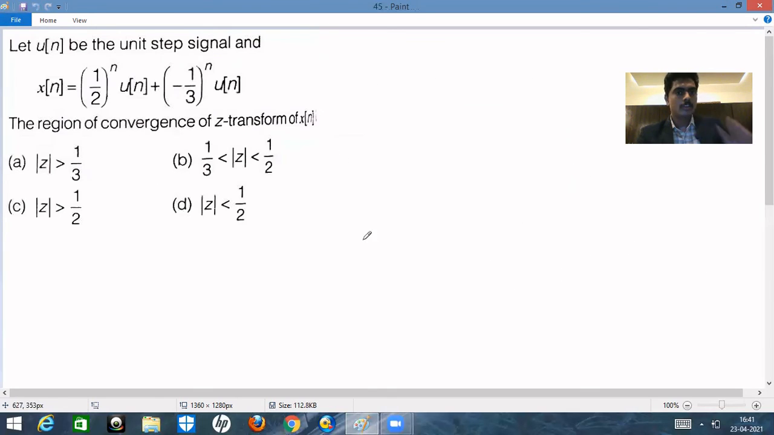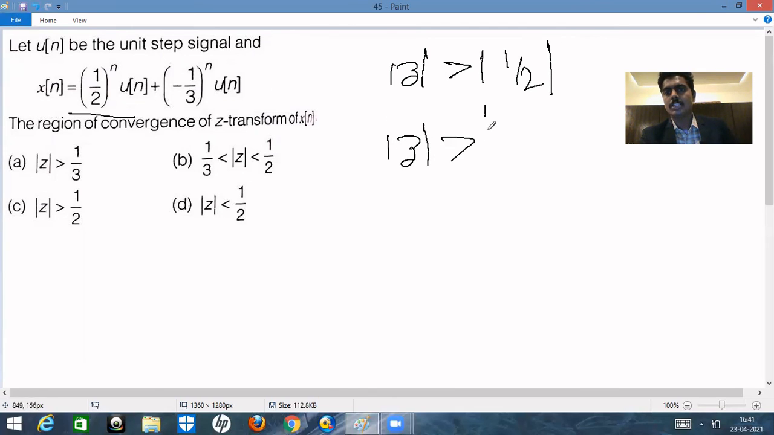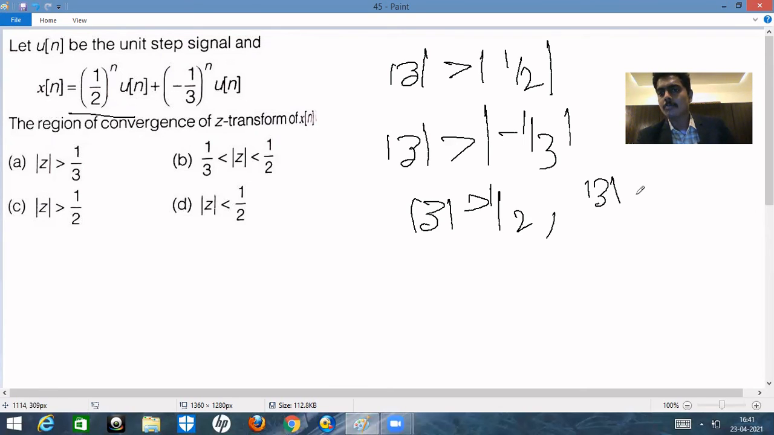Okay, so you can see the next problem over here. Let u of n be the unit step function, and x of n is equal to 1 by 2 whole power n u of n plus 1 minus 1 by 3 whole power n u of n, and the ROC is dash. For 1 by 2 whole power n u of n, the ROC is mod z greater than mod a, isn't it? Similarly, minus 1 by 3 whole power n u of n is nothing but mod z greater than mod a, right? So here mod z greater than 1 by 2 as it is. Mod z greater than mod of minus 1 by 3, that is nothing but 1 by 3, right?